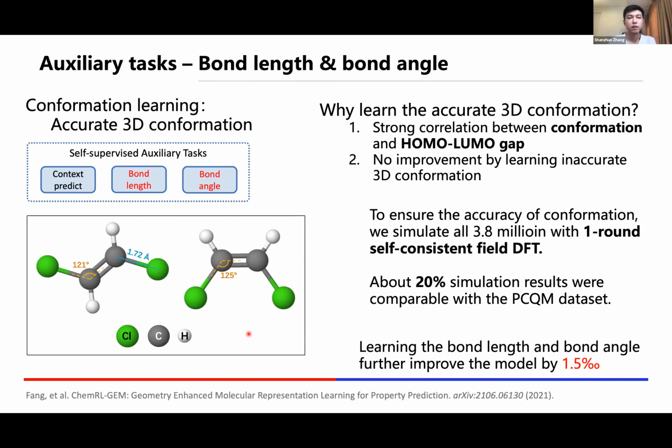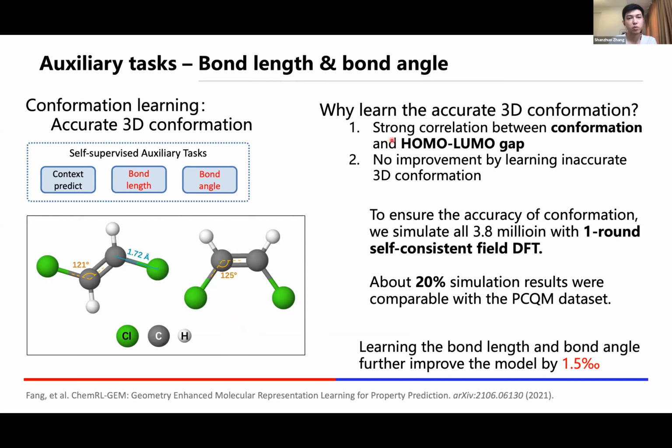But in the 3D conformation, they have different bond angles, they have different bond lengths. So in the 3D conformation, you can easily distinguish these 2 molecules. And this information must be useful in the chemical space. And the next question is why we learn the accurate 3D conformation.